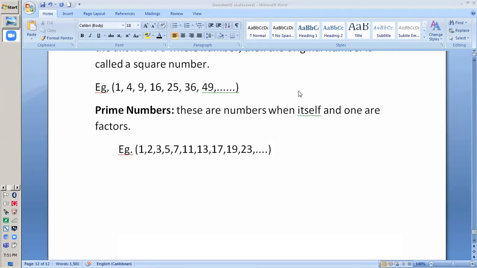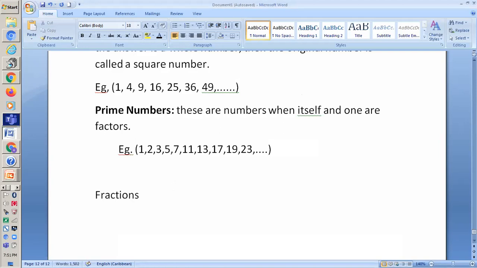All right, guys, we're going to look at fractions. So a simple definition: a fraction is a part of a whole. And a whole is actually one unit.